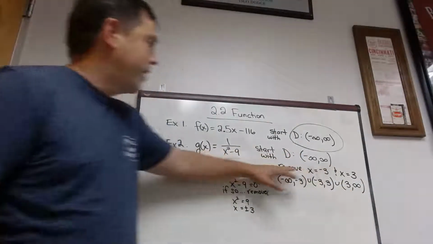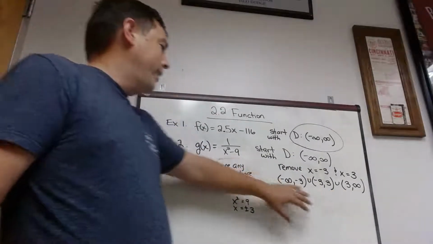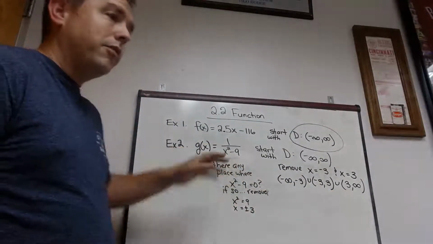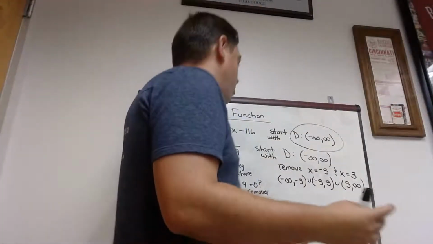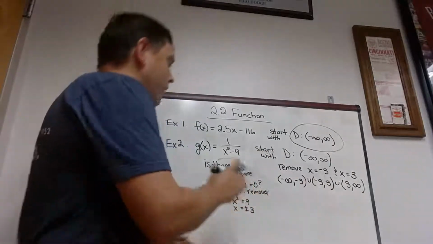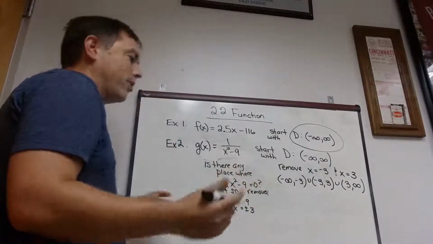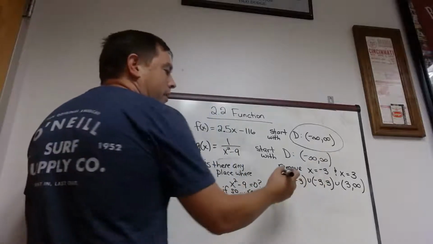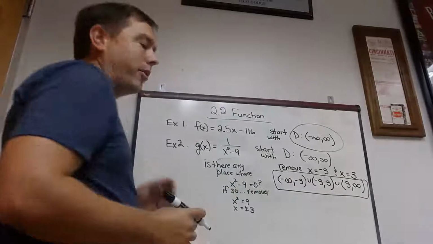All right, so we started here. We remove values that would give us a 0 denominator. We're still not done. Do we need to remove anything else? Do we need to remove values that would give us a negative square root? A negative value beneath the square root. We don't see any square root radicals. We don't see any fourth root radicals. So there's nothing to remove there. We're done. This is our domain for example 2.